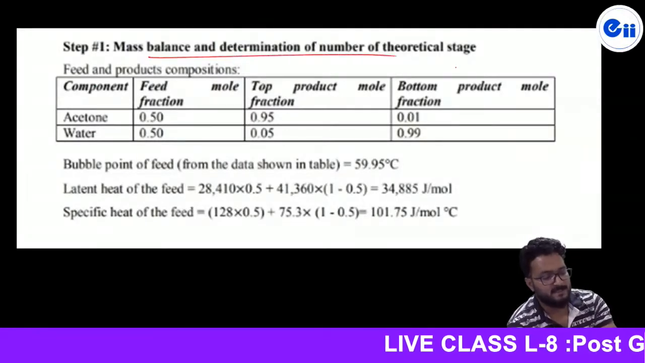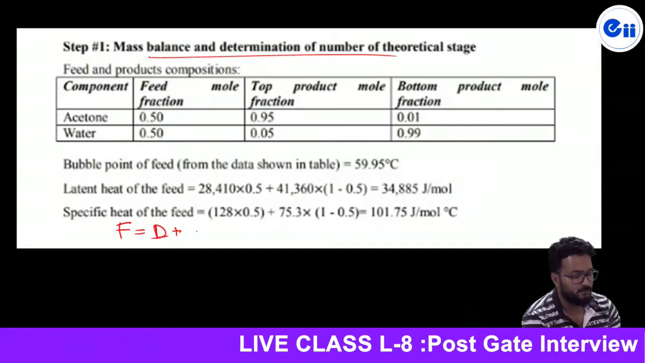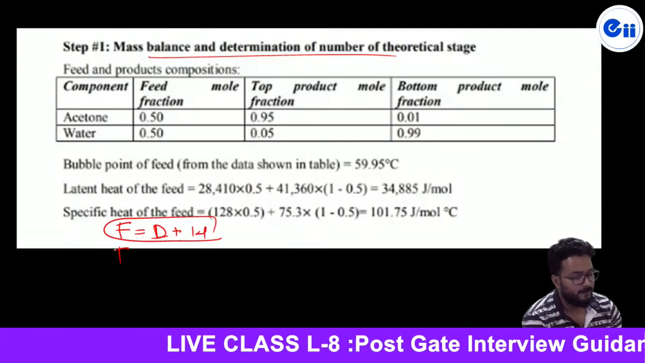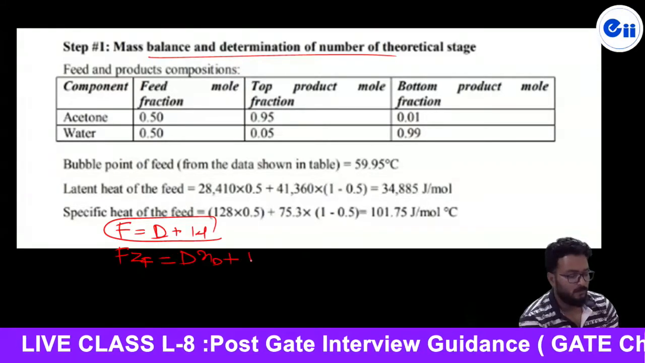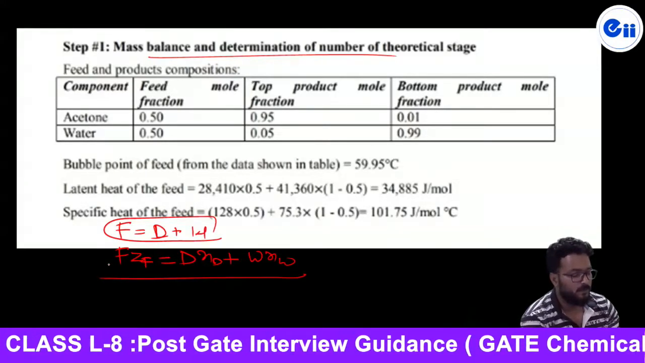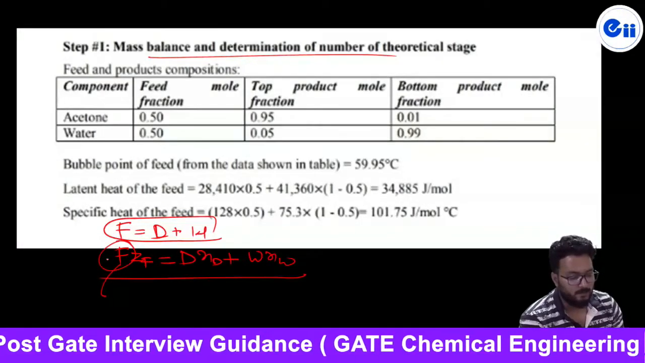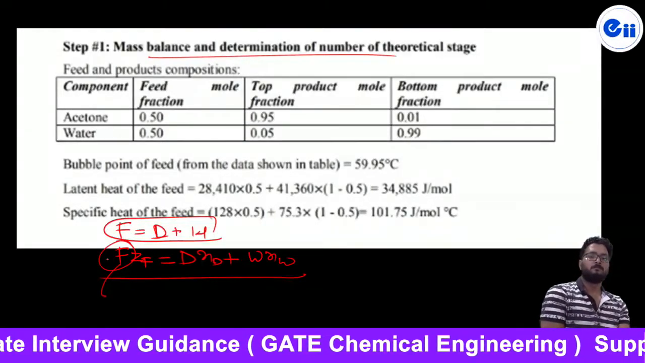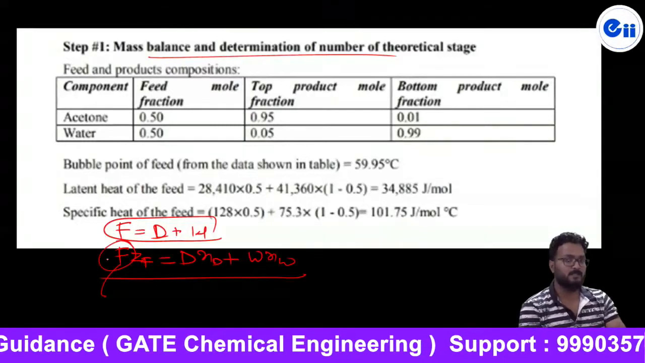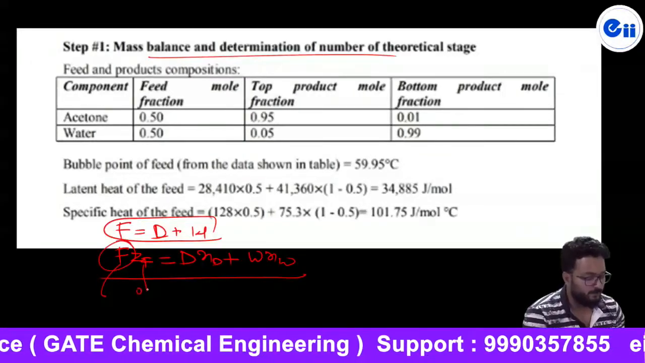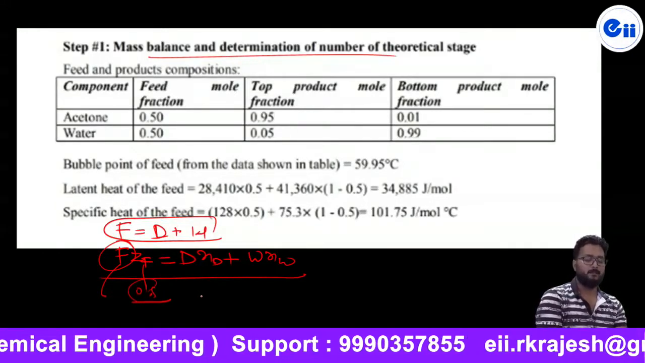A mass balance will also require F equal to D plus W, we know very well. Then F into ZF equals D into XD plus W into XW. F feed flow rate is given 25,000 kg per hour. We should change it to molar flow rate because equimolar mixture is there. That's why this ZF is 0.5 on the basis of mole fraction, not mass fraction.